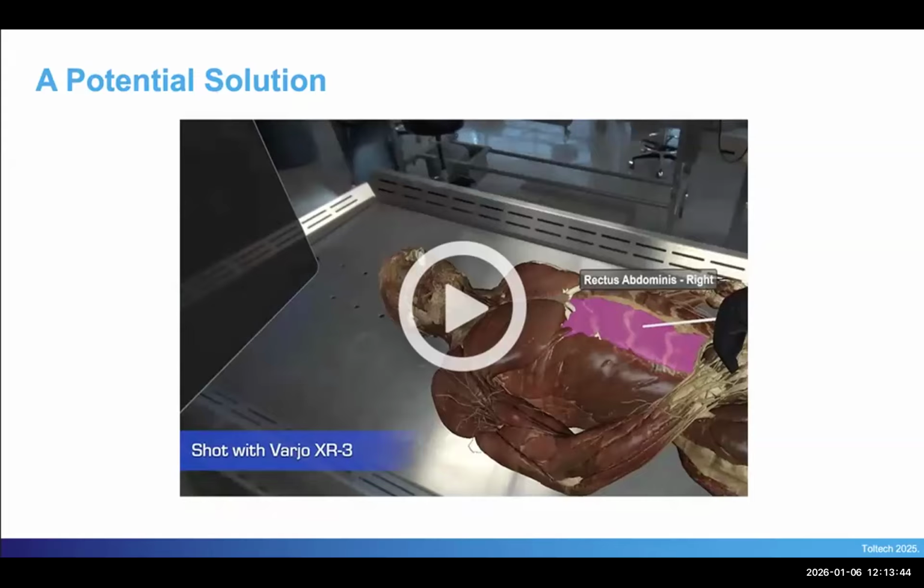One such solution could be the use of mixed reality. This is an example of a mixed reality system that we use. It basically overlies a virtual cadaver, and then you can use a digital pointer to peel away different anatomic structures and essentially virtually dissect the relevant structures.